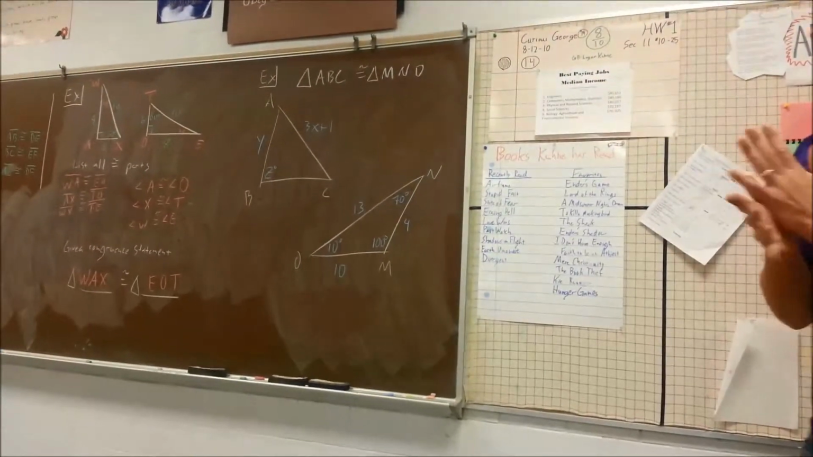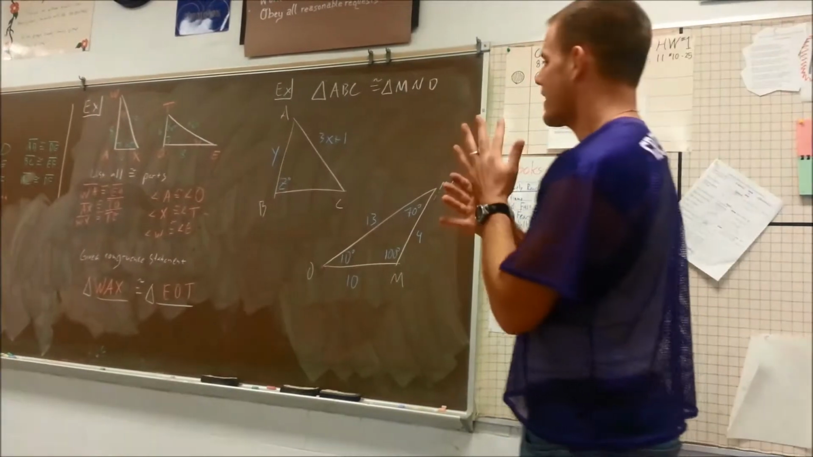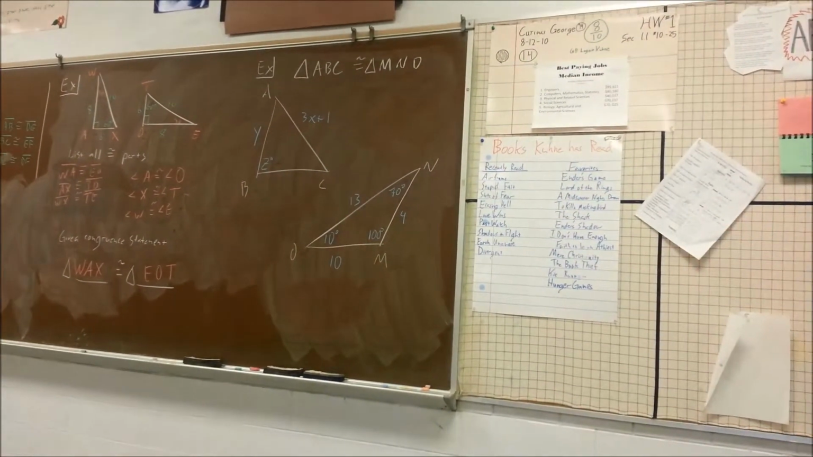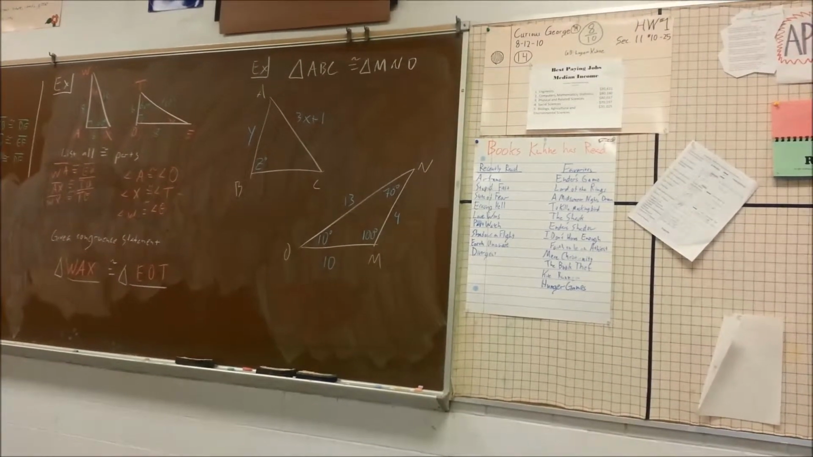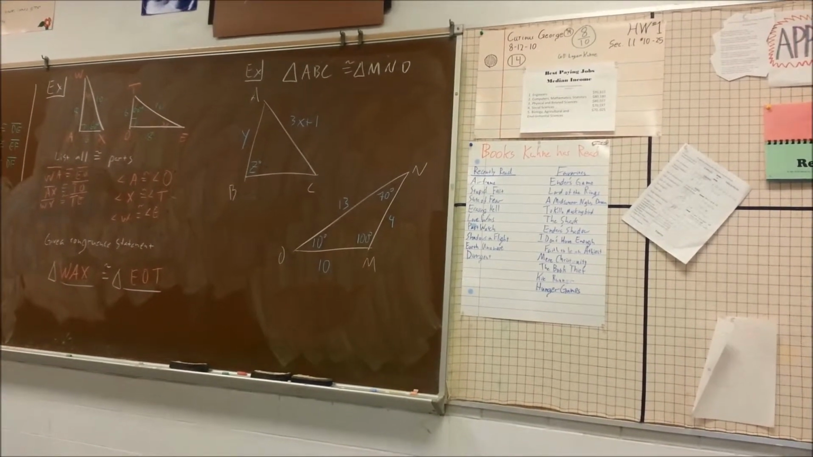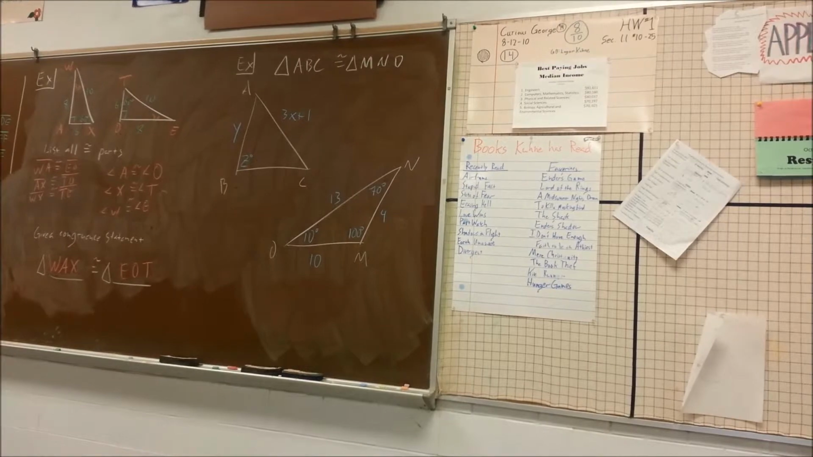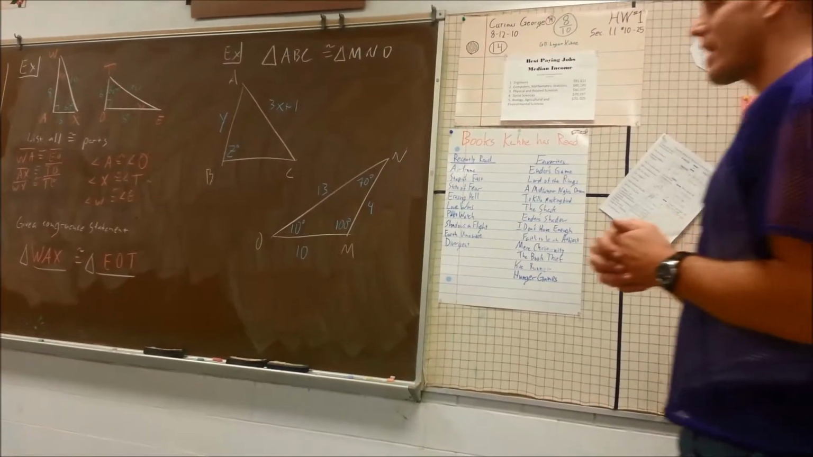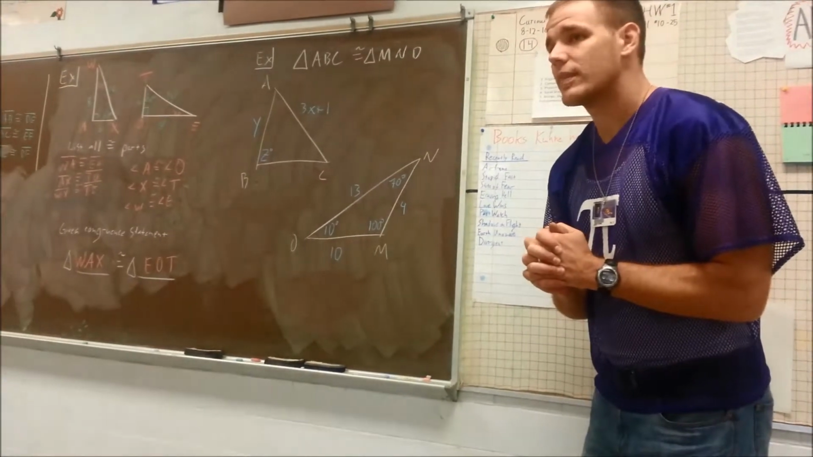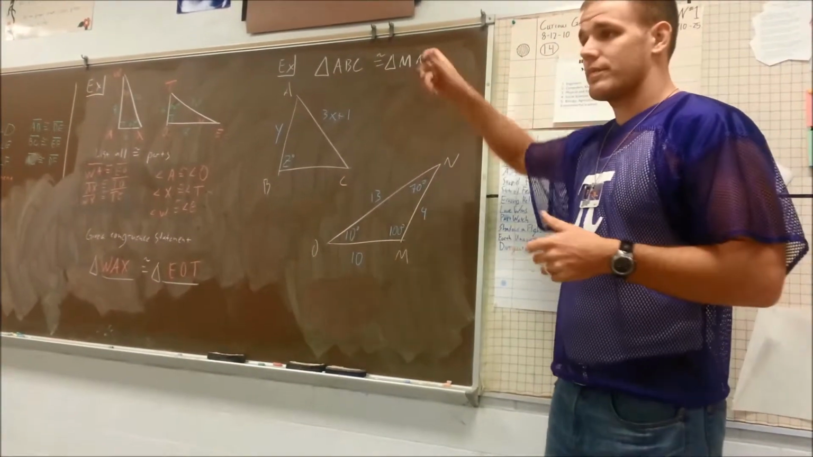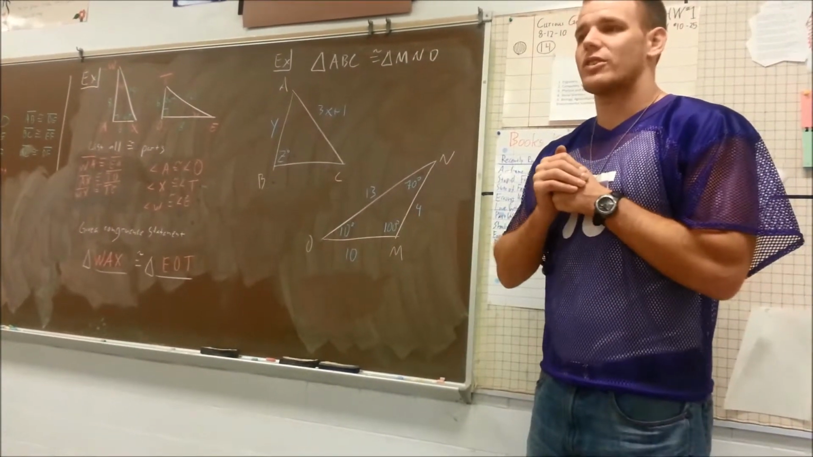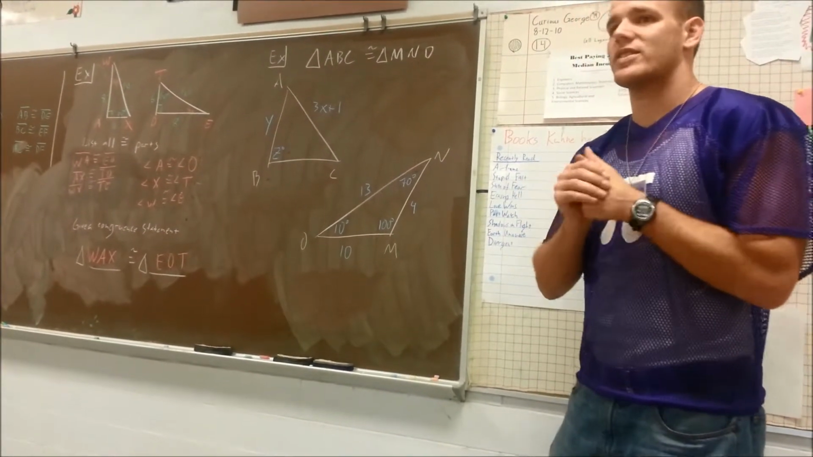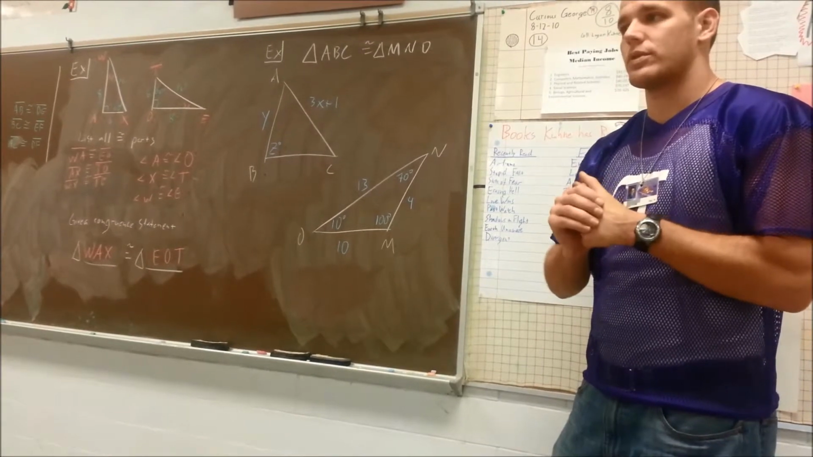Over here, it tells us triangle ABC is congruent to triangle MNO. Those don't look congruent, do they? They don't look like twins. Does that mean they're not congruent? They are congruent because it says so. We can't always trust our eyes. You have to trust the information that they give you.